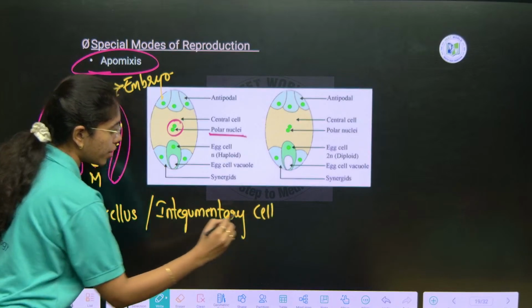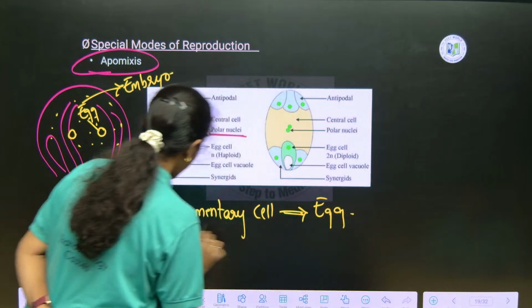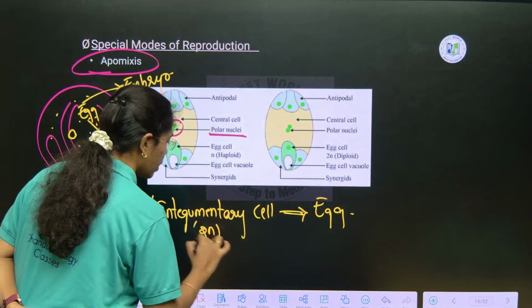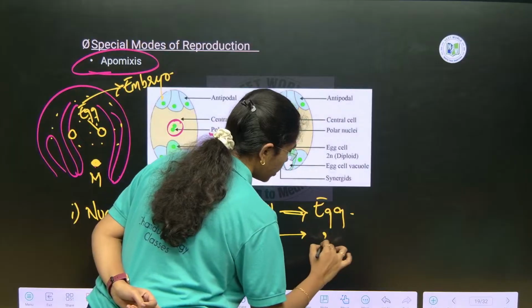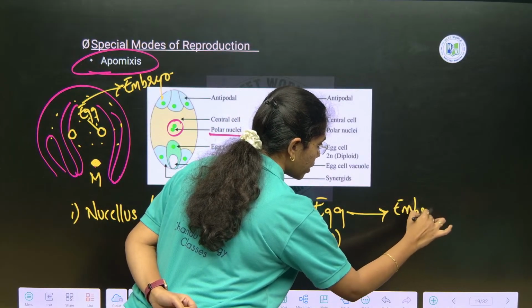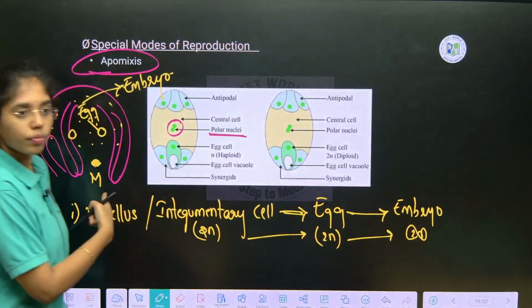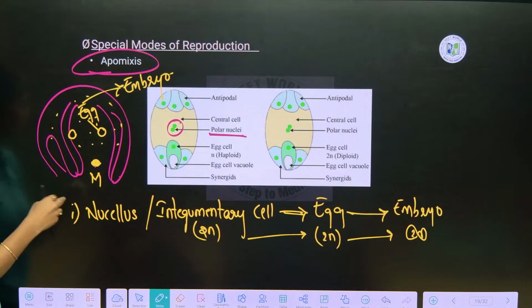Will be differentiated into what? Egg. Here ploidy is what? Diploid. Then egg ploidy will be what? Diploid. So here embryo is directly developed, right? Is there any fertilization? No. Fine.